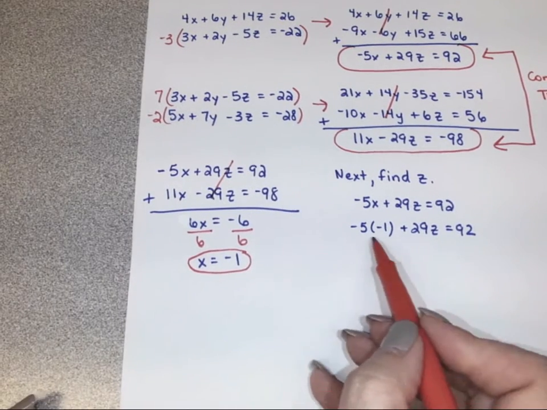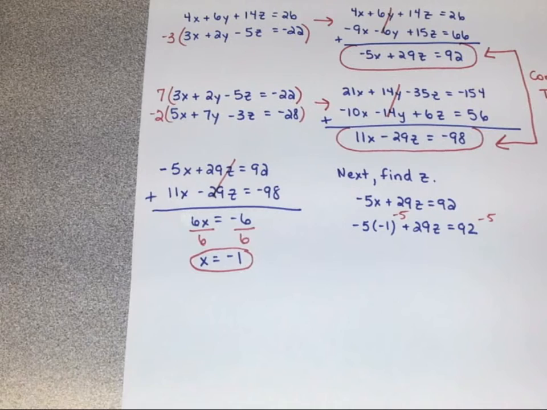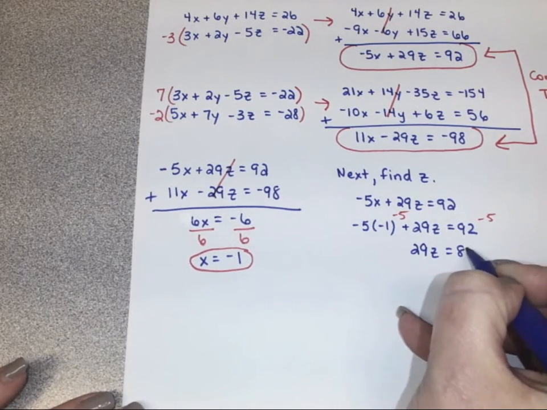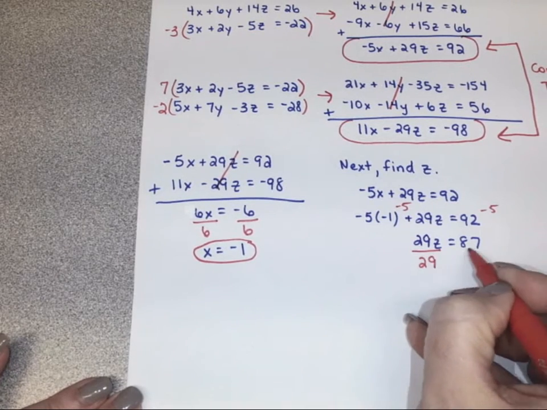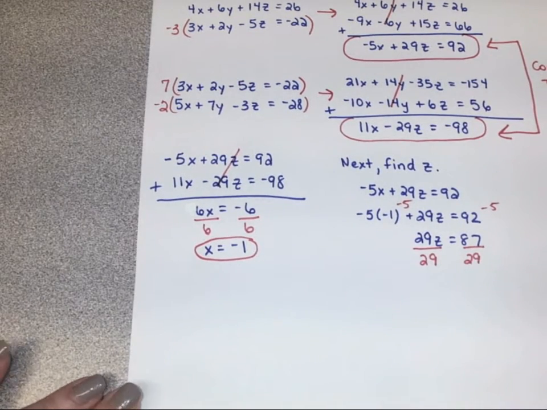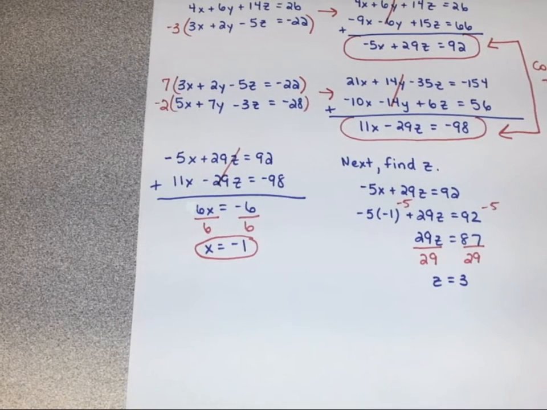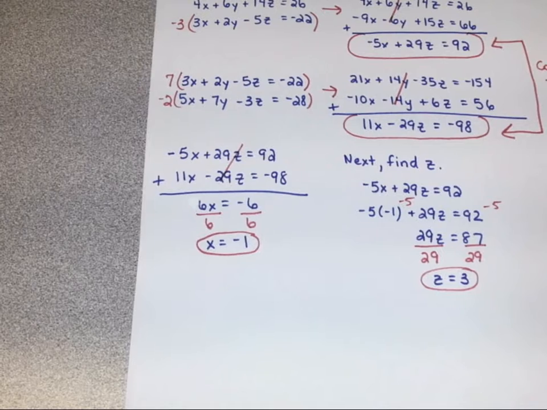So this would be plus 5. So to get rid of it, I'm going to subtract it. So I'm going to get 29z equals 87. Remember what I said, you shouldn't be getting crazy numbers. You should be getting nice, pleasant numbers for the most part. And this does work out nice. This works out to be z equals 3. 87 divided by 29 is 3. So I've got 2/3 of my answer.